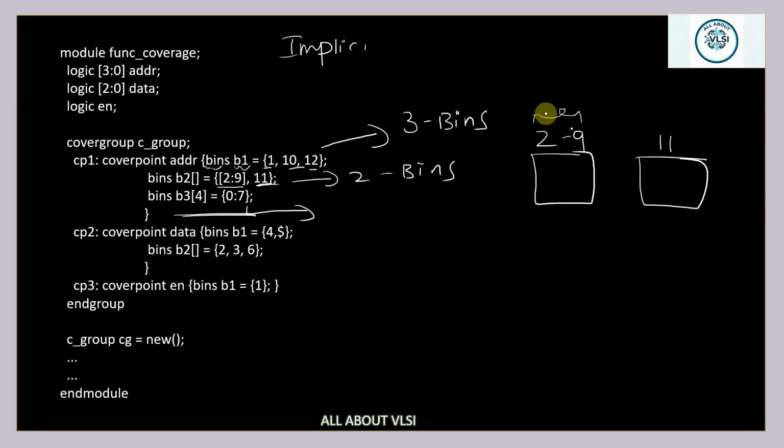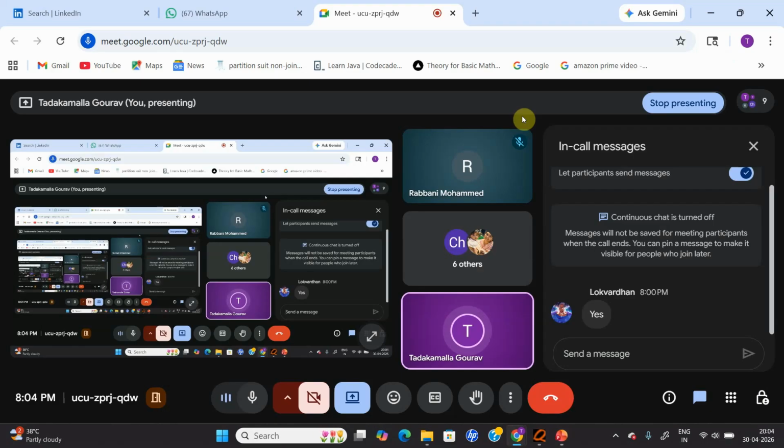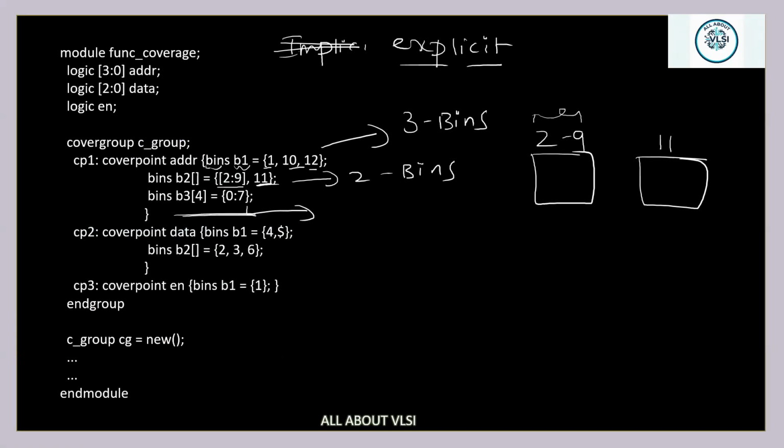What happens if you explicitly create the bins? Sorry, I said implicit earlier, I mean explicit. Explicit in the sense you are going to create the bin. Now, what happens if you explicitly create the bin? That means the chances of getting more coverage will be increased. That's it. Now let's take a simple example and try to understand how these bins are working.